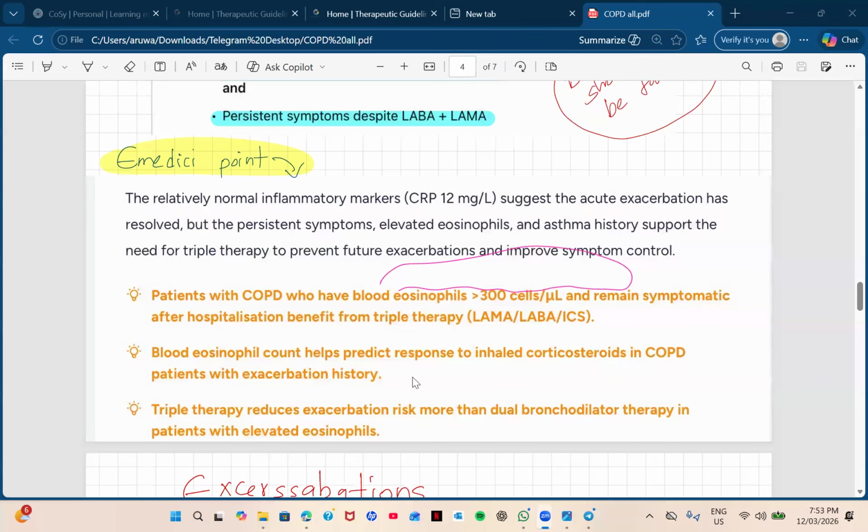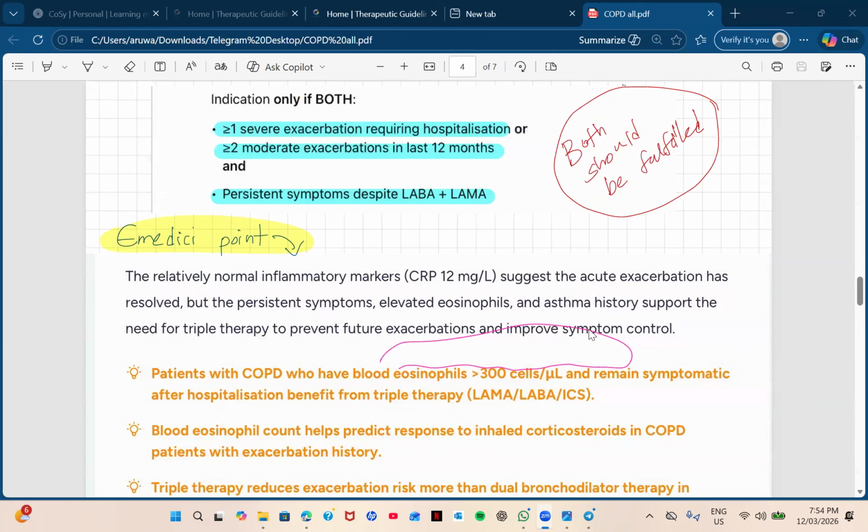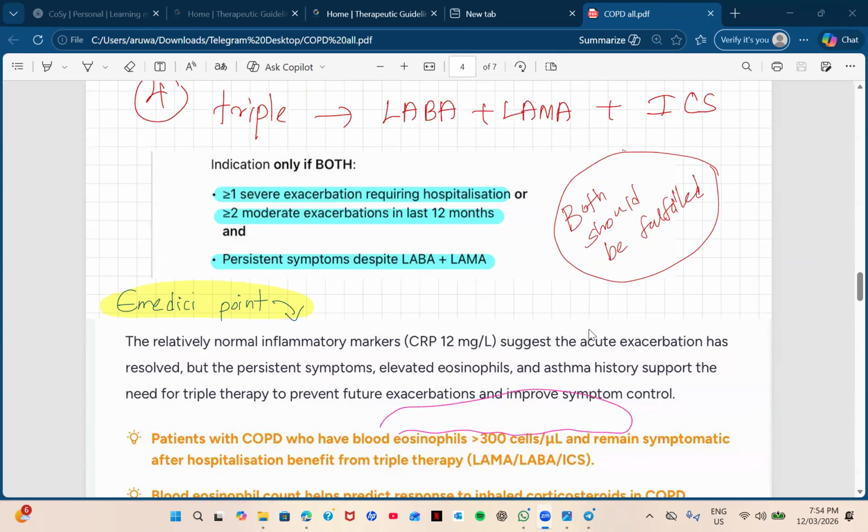So please remember, blood eosinophil count helps to predict the response to inhaled corticosteroid in COPD patients with exacerbation history. So triple therapy reduces the exacerbation risk more than the dual bronchodilator therapy. So you know another point, right?